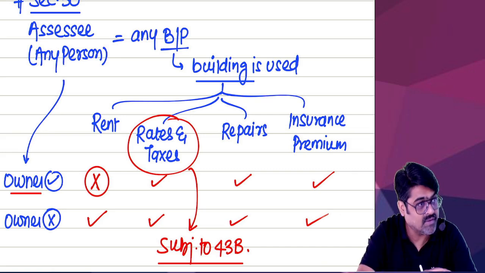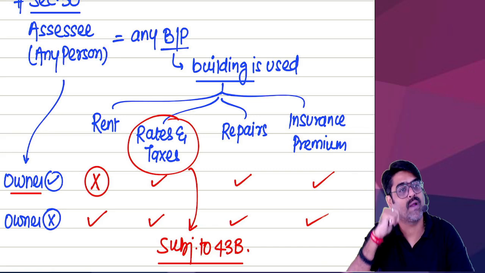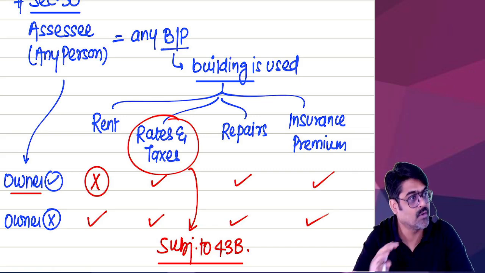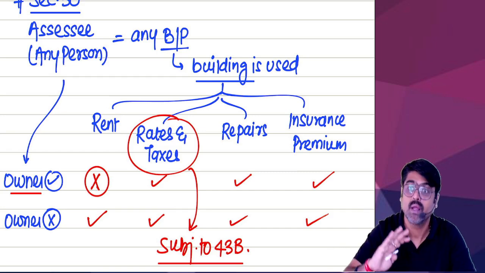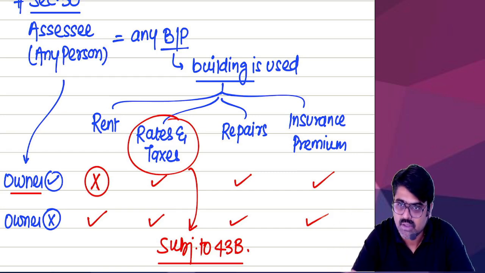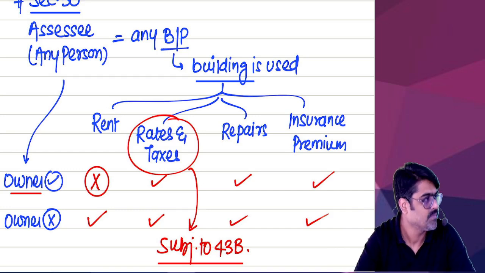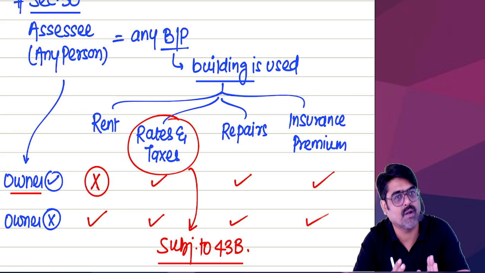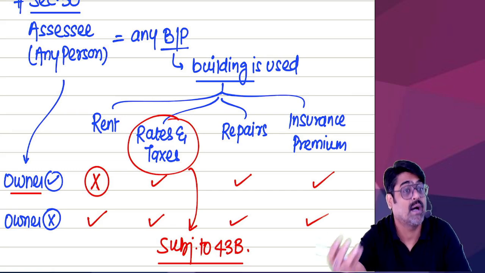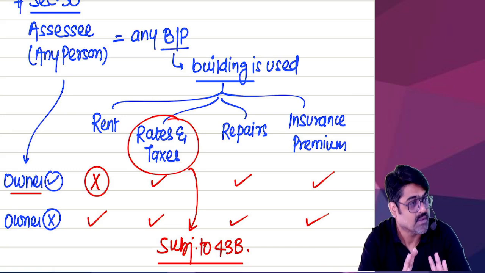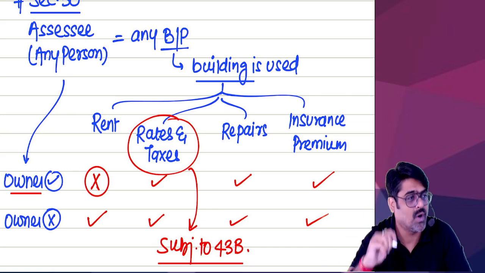So for this previous year, what is the due date of filing return of income? The due date will come in the assessment year. Either the due date will be 31st July or the due date will be 31st October, depending on the case. So in some cases, the due date of filing return is 31st October of the assessment year.